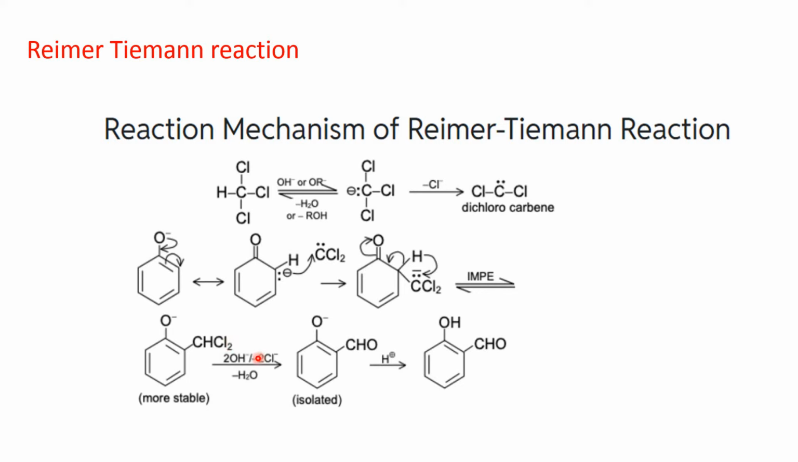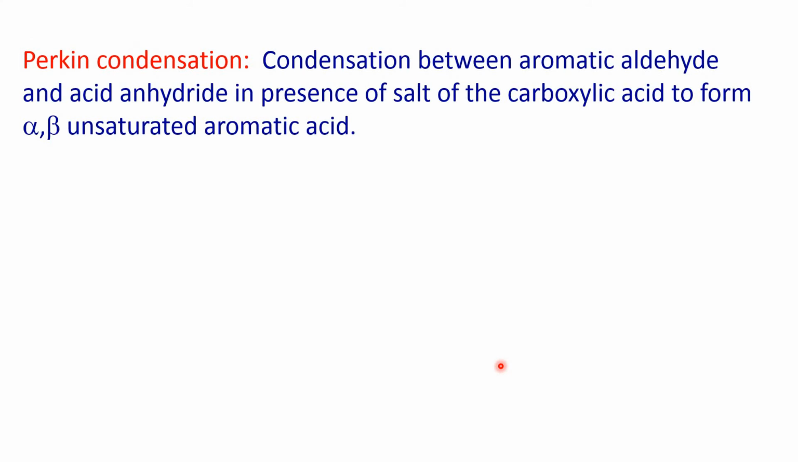These two chlorine atoms will be replaced by OH groups. So just imagine CH(OH)(OH). Now when two OH groups are attached to the same carbon atom, water will be removed, and finally you will get this compound, that is salicylaldehyde. First here it is the phenoxide ion. On acidification, it will form salicylaldehyde or orthohydroxybenzaldehyde.